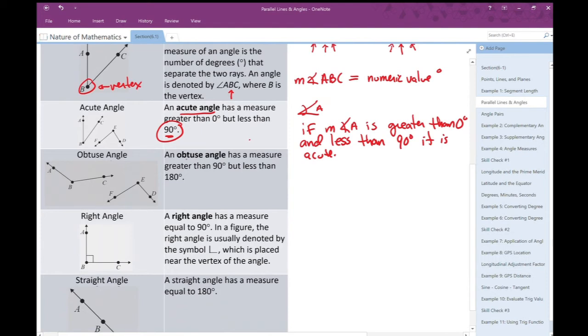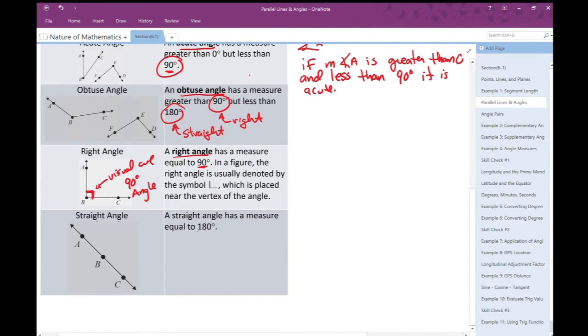Similarly, if we're talking about obtuse angles, it must be more than 90, less than 180, because 90 is a right angle and 180 is a straight angle. So obtuse has to be in between those two values. And then here we have our right angle, 90 degrees, and you'll generally see a box written in the corner to let us know that's our visual cue that we have a 90-degree angle.